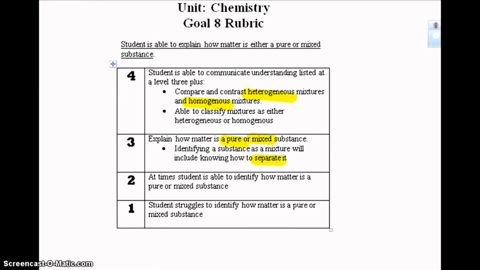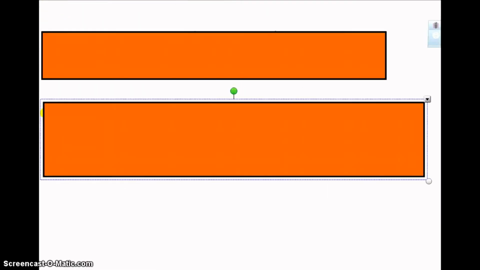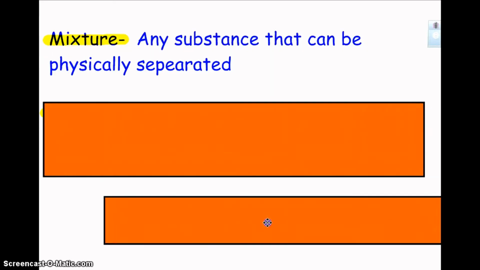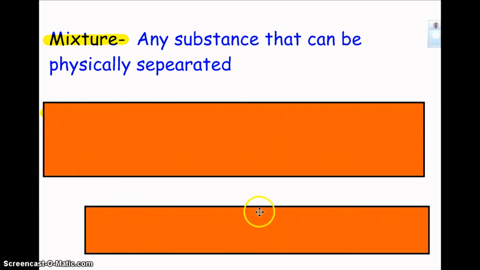One of those types of mixtures. What does it mean? Well, let me tell you. Okay, well, what is a mixture? A mixture is any substance that can be physically separated. So physically meaning you are manipulating it yourself. You can physically separate the pieces.